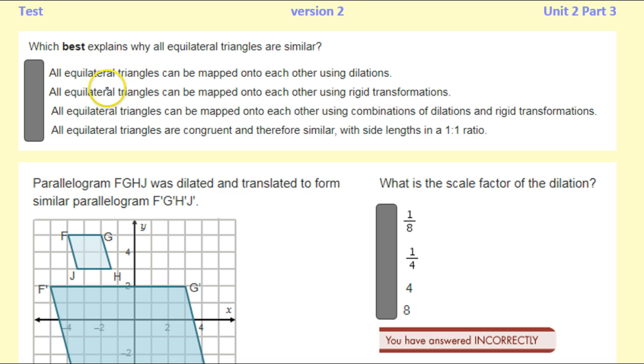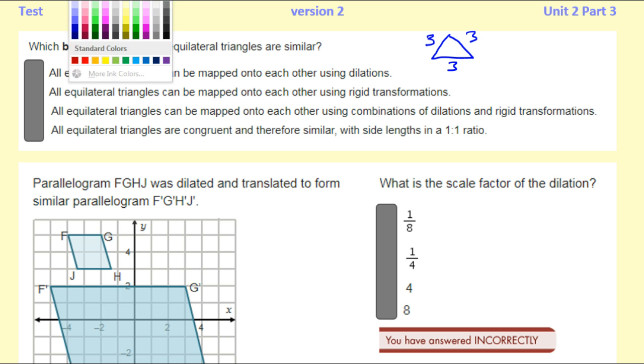Okay, which of these best explains why all equilateral triangles are similar? So first of all, an equilateral triangle is a triangle that has 3 equal sides. So let's say that this had sides length 3, 3, and 3. That would be an equilateral triangle.